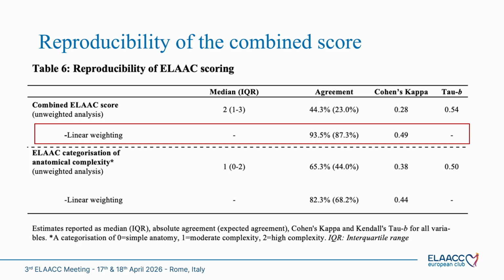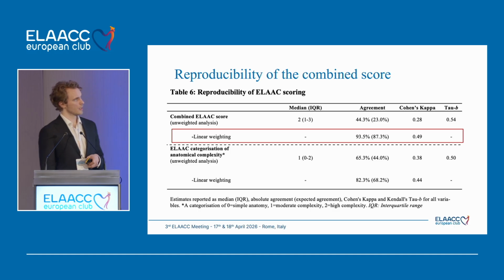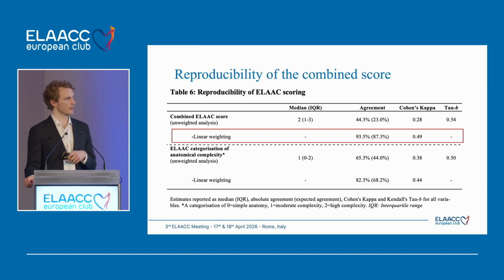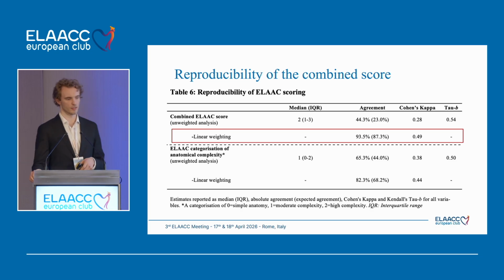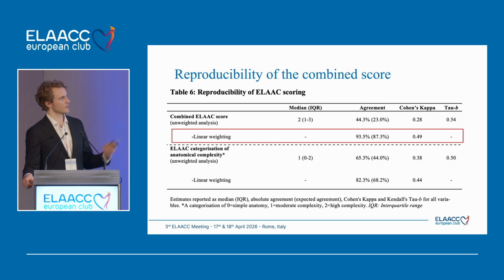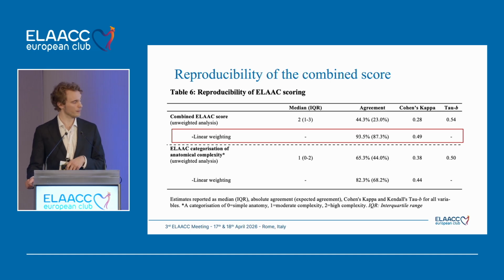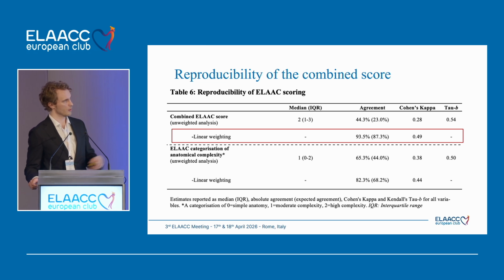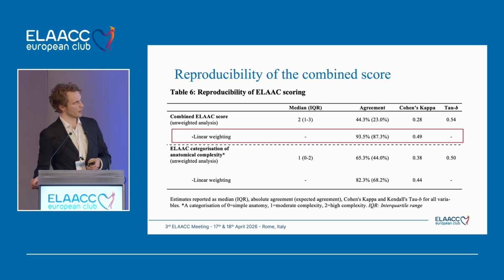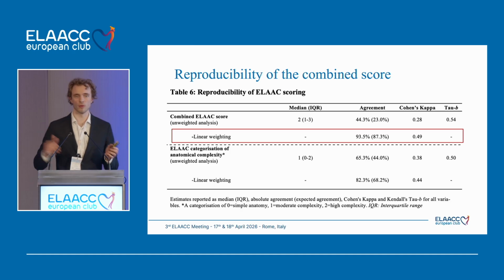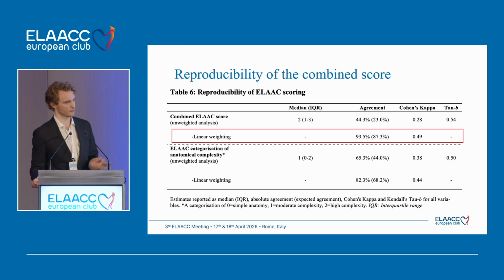And here we see a very, very high absolute agreement between the raters and a moderate kappa analysis, which was also likely driven by the rarity of very extreme cases of 5, 6, 7 points given. This also held true when we applied the color coding that we saw in the central illustration for the original paper, where we also see a moderate agreement for the stratification into simple, moderate, and complex anatomies.